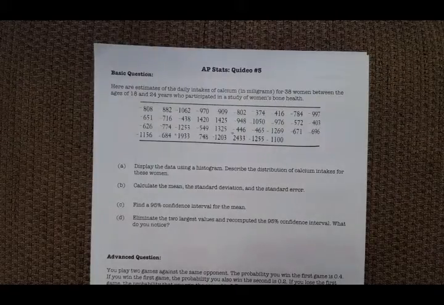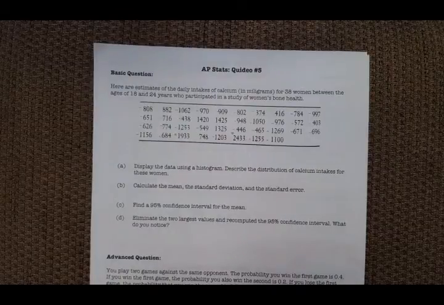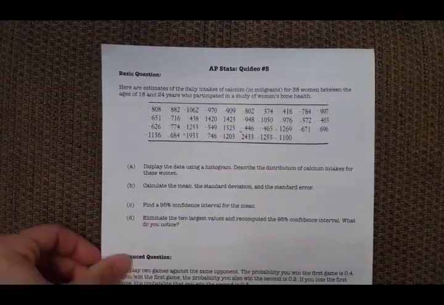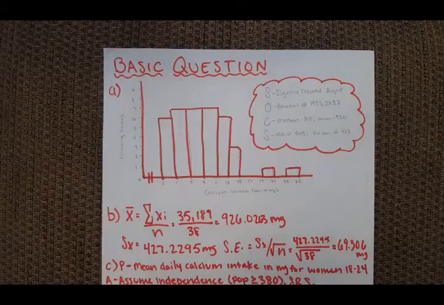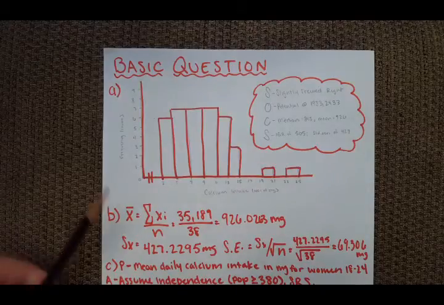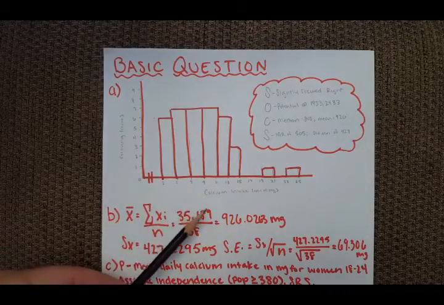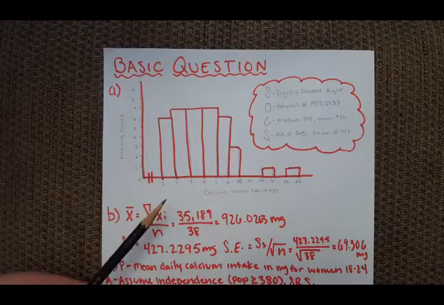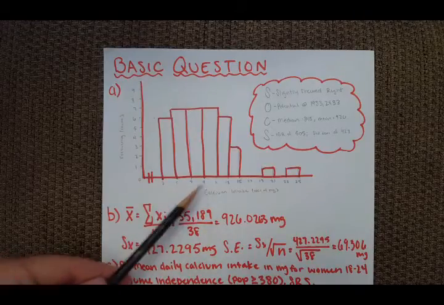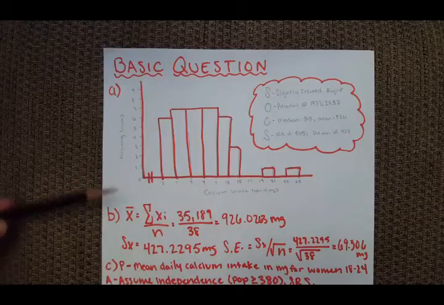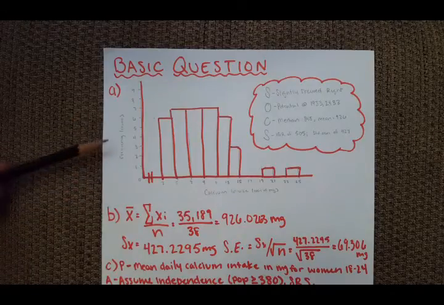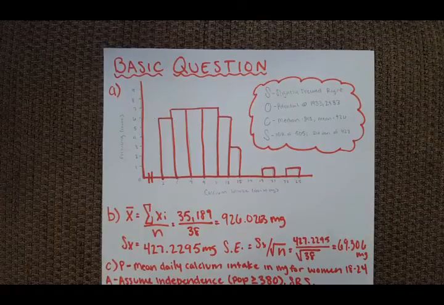The first part says display the data using a histogram and then describe the distribution. I took the liberty of graphing out a histogram. Remember, a histogram has to have all the bars touching each other, and they're displayed in ranges. For example, the x-axis, the explanatory variable, is the calcium intake in hundreds of milligrams, so 3 to 5, 5 to 7, 7 to 9, all in hundreds of milligrams. And then the y-axis is the frequency, so how many of each one of those ranges actually is present.